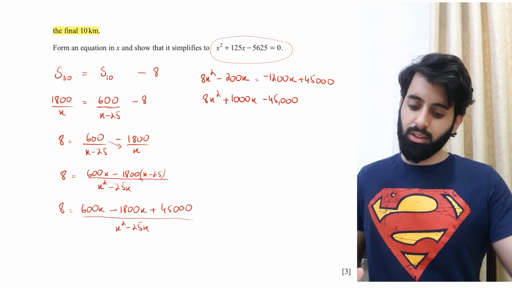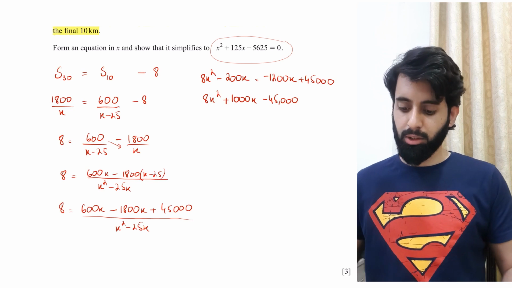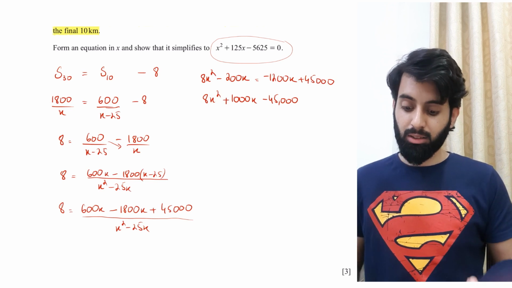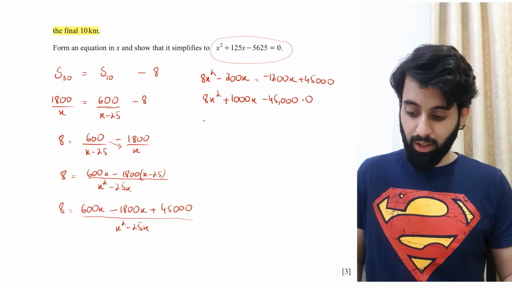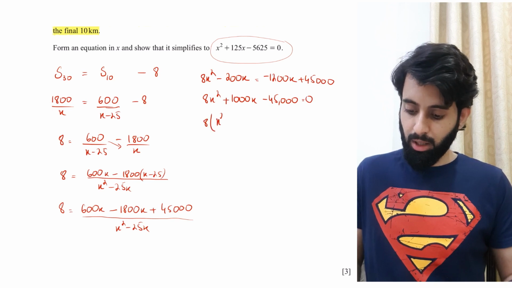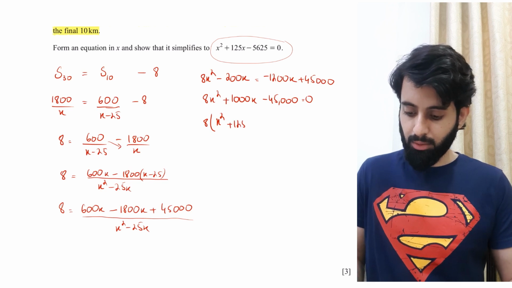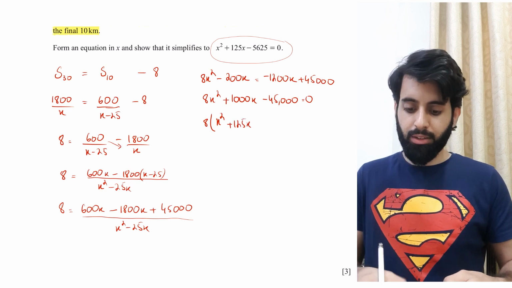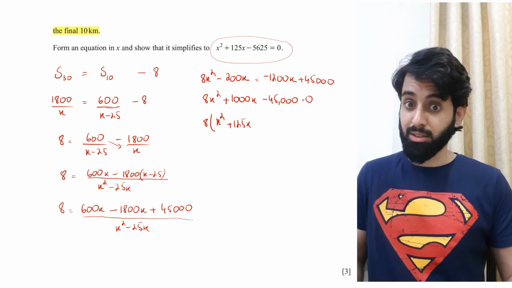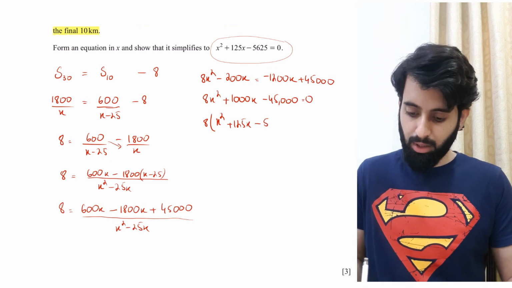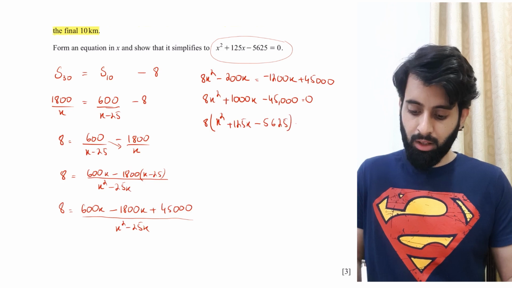Okay, now this is nowhere near what the question wants us to show, and that's because we need to take common, and what we need to take common is 8. So this is going to become x square. 1000 divided by 8 is equal to 125, so plus 125x, and then 45,000 divided by 8, which should be 5,625, and that's what it is. Minus 5,625 equals 0.